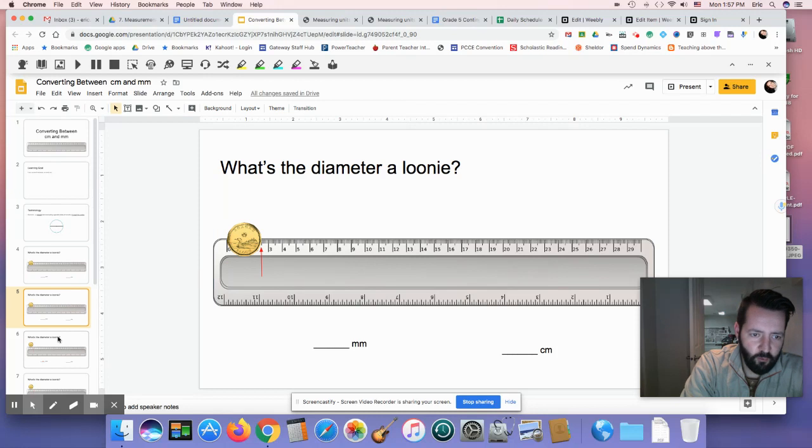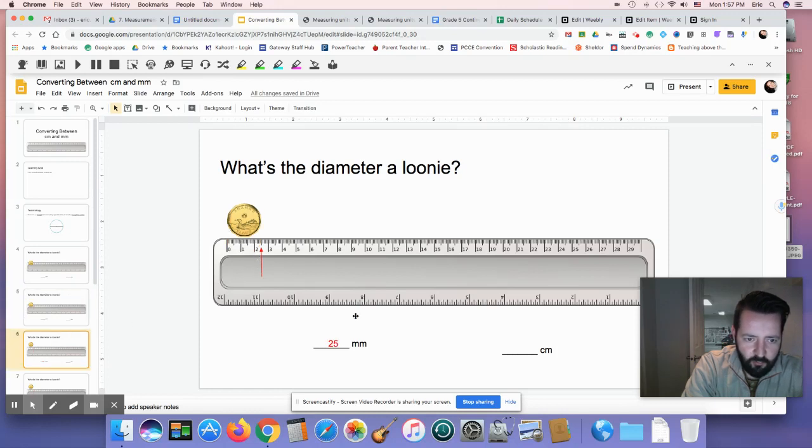And then what we can do is we can remove the loonie so we can actually see the scale, the millimeters underneath it here, and that'll make our job a little bit easier. Okay, so here we go. Let's move that loonie up and off the scale. We'll keep that red mark there.